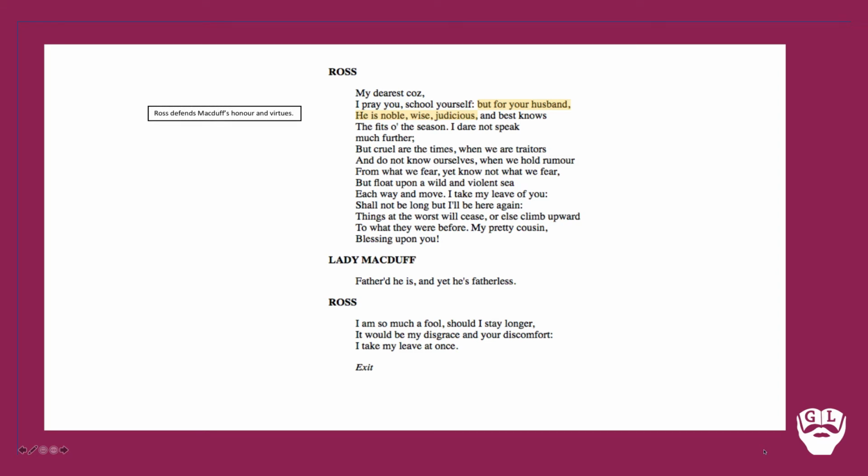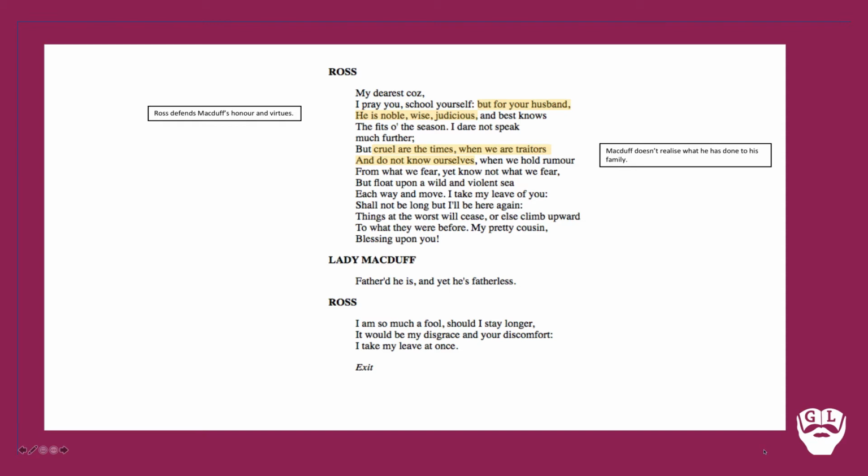"Cruel are the times when we are traitors and do not know ourselves." He says that Macduff doesn't realise what he has done to his family, that in a rash, quick action as he's just committed, he has instead cost his family.